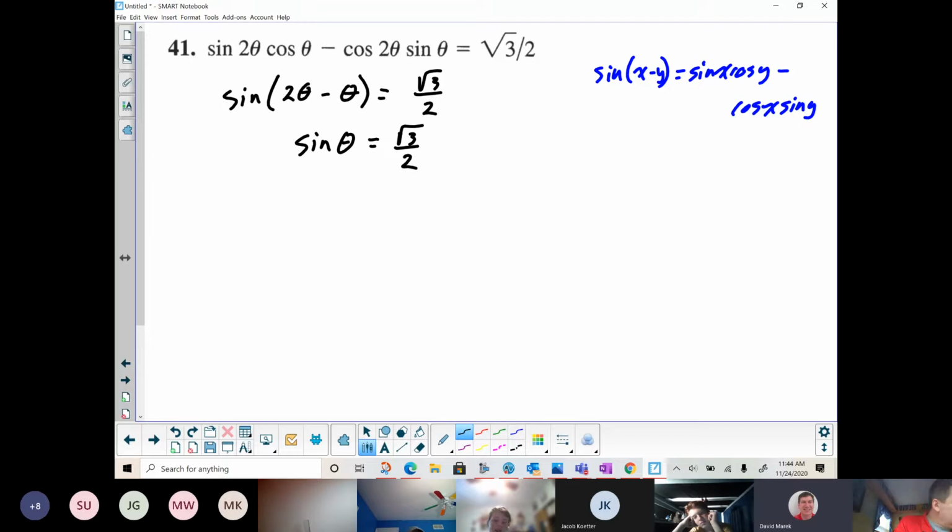So again, take the inverse sine of both sides. So theta is equal to square root of 3 over 2. And again, it's our sine function. That happens at pi over 3. Sine function is positive in quadrant 1, so that's our pi over 3, and in quadrant 2, that'll give us 2 pi over 3.